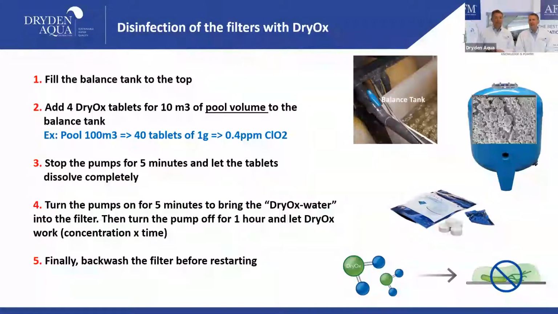So now we have this very strong concentration in the balance tank, right? Not very strong. What we saw before was very strong. But let's say we put these 40 tablets in the balance tank, and the balance tank is 10 cubic meters. Then you have 4 ppm, which is much better. And if it's a 5 cubic meter balance tank, you have 8 ppm. And this is then already quite a high concentration.